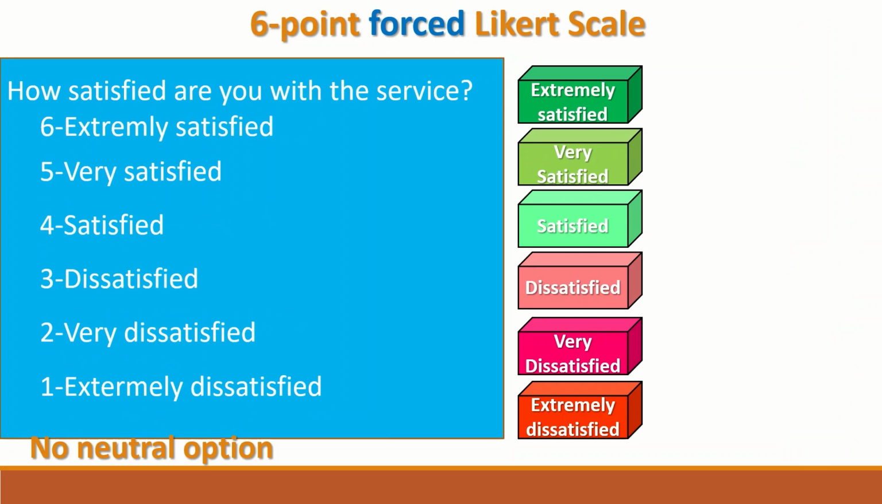Now, the 6-point forced Likert scale is another scale that goes from 1 to 6. 1 is extremely dissatisfied, 6 is extremely satisfied, and it is forced because there is no neutral option, so the individual is forced to select one of these options from 1 to 6. Some researchers may decide to combine the satisfied options and the dissatisfied options together as one no-neutral data set. It's again a personal choice.